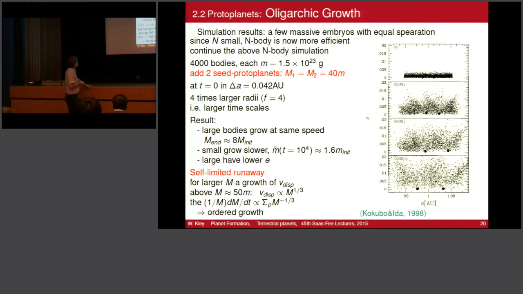Okay, and I think this is a good point to stop here. So we found in both approaches that a few massive embryos with equal mass and sort of constant separations form. And now I can have this little break.